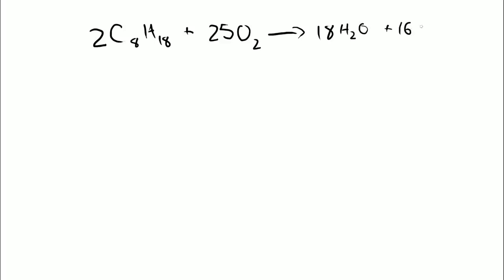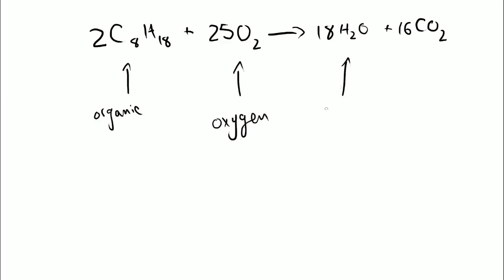And they give us 2C8H18. What type of compound is that? It's organic. And then you've got oxygen, 18 waters, and 16 carbon dioxides. Remember our identifying things bit? So that's organic. That's oxygen. That's water. And that's carbon dioxide.